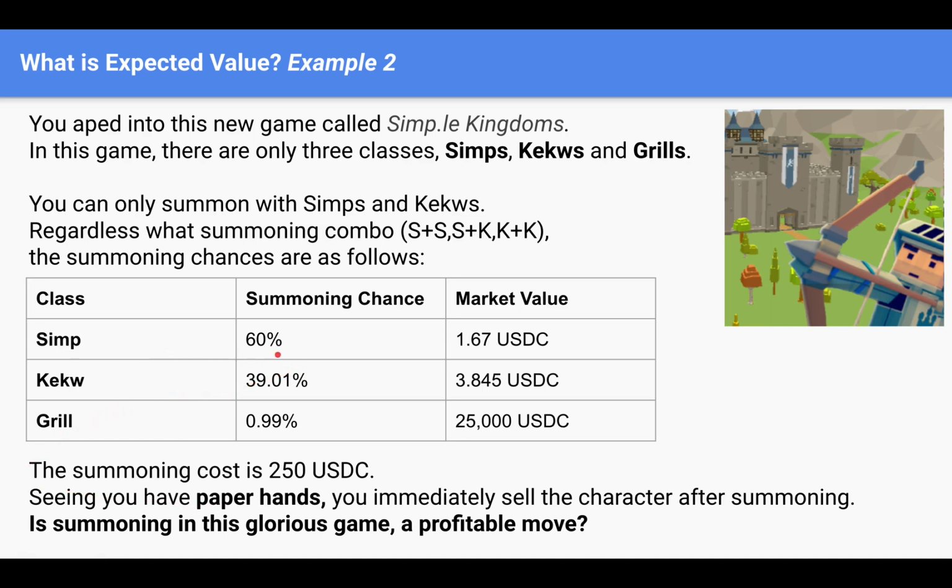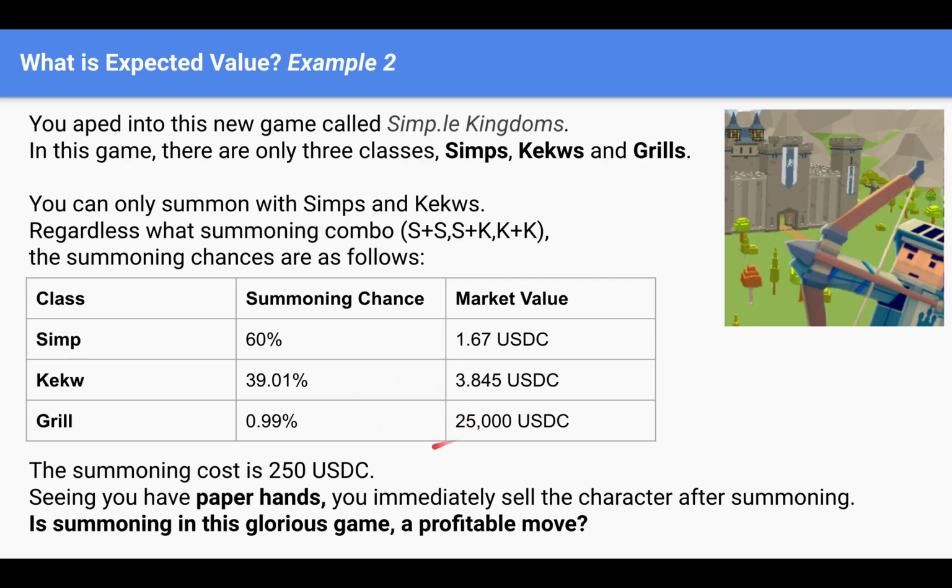So you have a 60% chance to get a simp, and the market value is $1.67. 39.01% of getting a KEKW, and then you have a 99 basis points chance to get a $25,000 grill. It's a very expensive grill. I'm not sure why in this game they have this expensive grill, but you know what I mean. And then the summoning cost is 250 USDC. So, also seeing you have paper hands, you immediately sell the character after summoning. So the question then is, in terms of expected value, is summoning in this glorious game a profitable move, right? Because you have to spend $250, and you can see you either lose a lot or you win big, right?